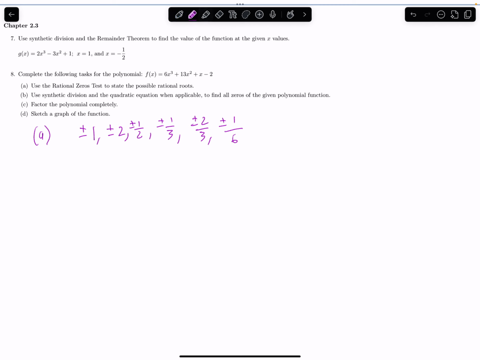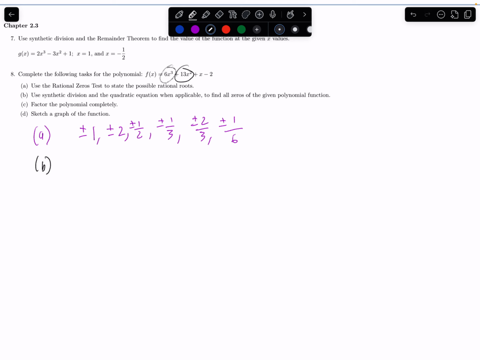Okay, that's part A. Now part B, use synthetic division and the quadratic equation to find all zeros. All right, let's do that. So we're gonna pick from this list and try to find our rational zeros. And looking at it, let me just do a quick check. If I was to plug in 1 here, that would be way too big to overcome this one negative number. So I know 1's not gonna work, but let's try -1, see if that will work.